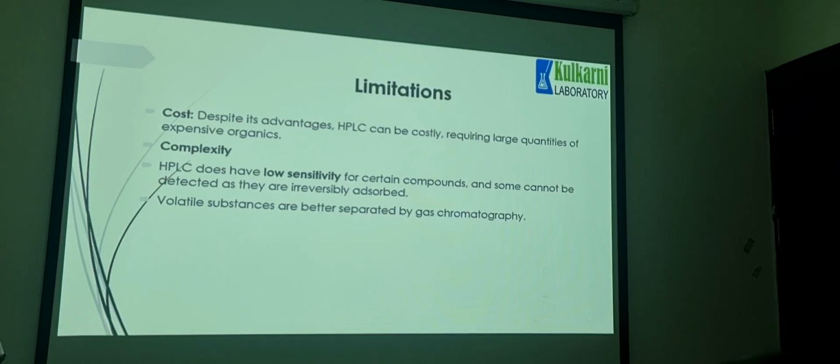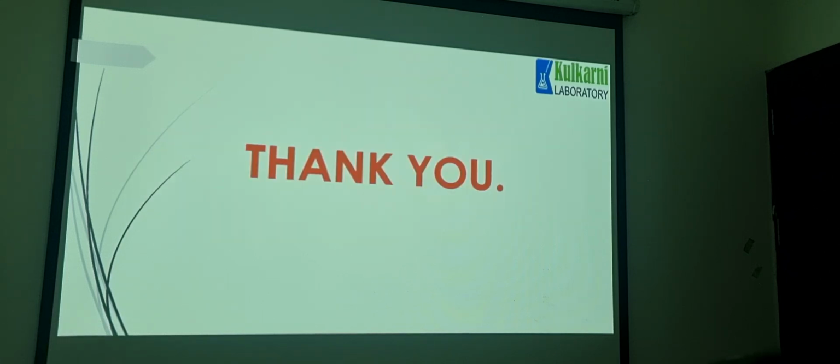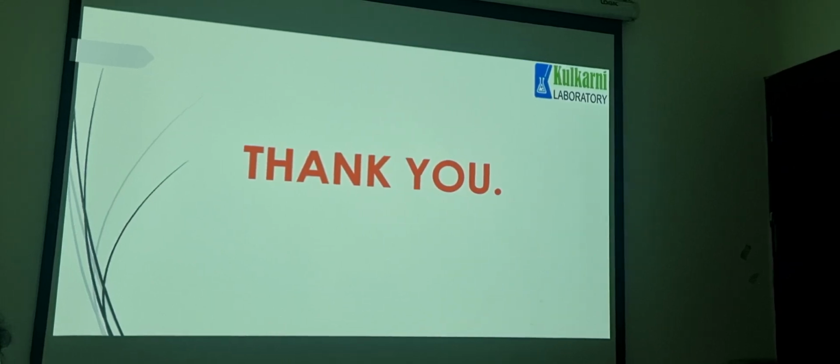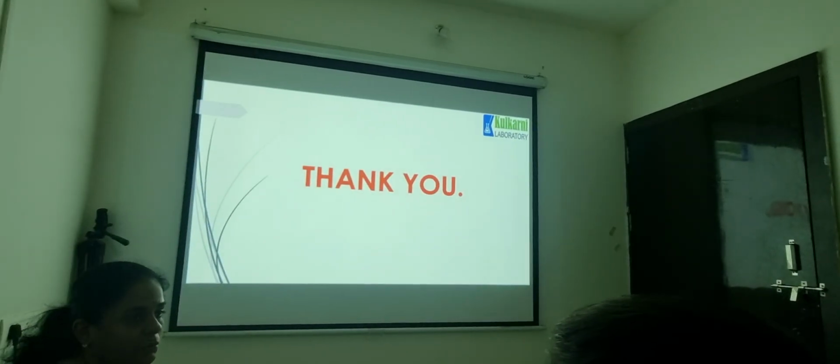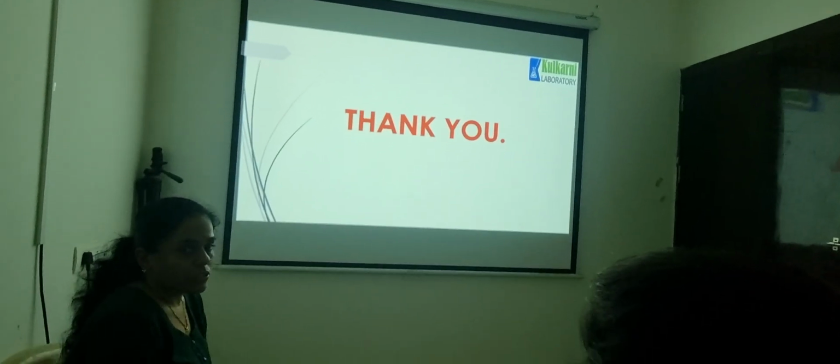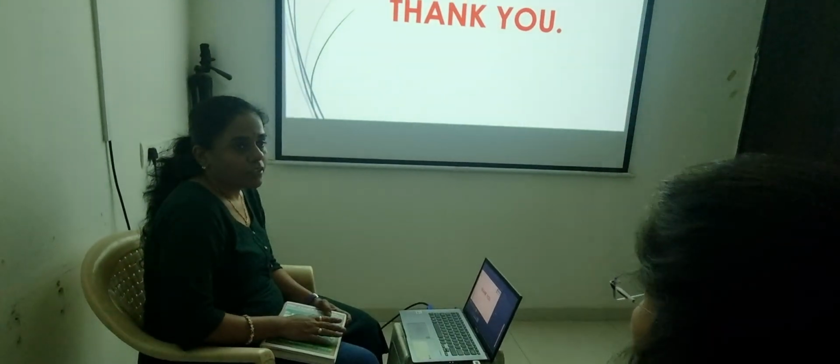Then volatile substances are better separated by gas chromatography. That means whatever the volatile components are there, you can determine on GC, but not on HPLC. So this is the limitation of HPLC. So this was for limitations, and everything was about types of HPLC, advantages and limitations. Understood? I hope you understood everything, whatever I took.